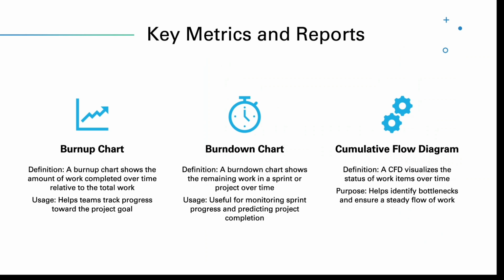There is a branch of key metrics and reports we need to follow for project management. First is the burn-up chart. A burn-up chart shows how much work has been completed over time, and it shows the team's progress toward our project goal. It tells us by when the team will be able to complete and deliver the project, and whether the team can deliver it in the respective time duration or not. That is showcased in the burn-up chart.